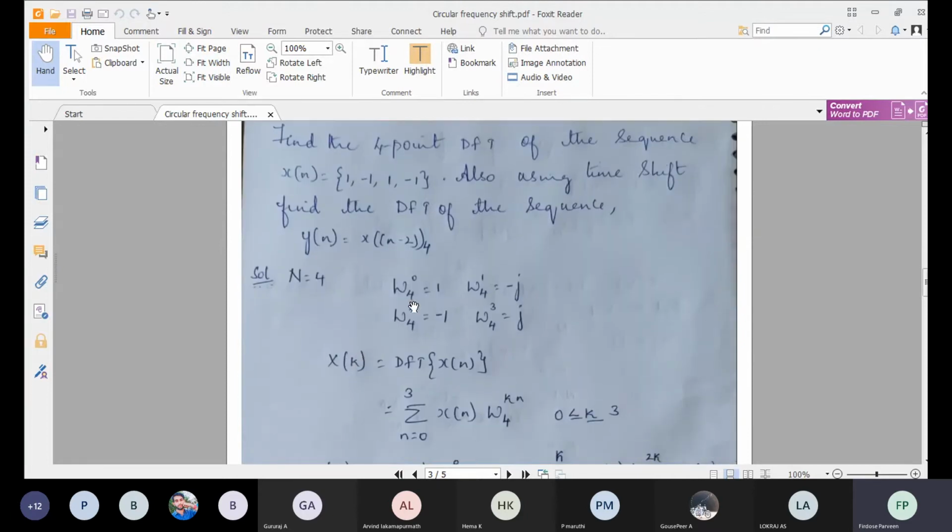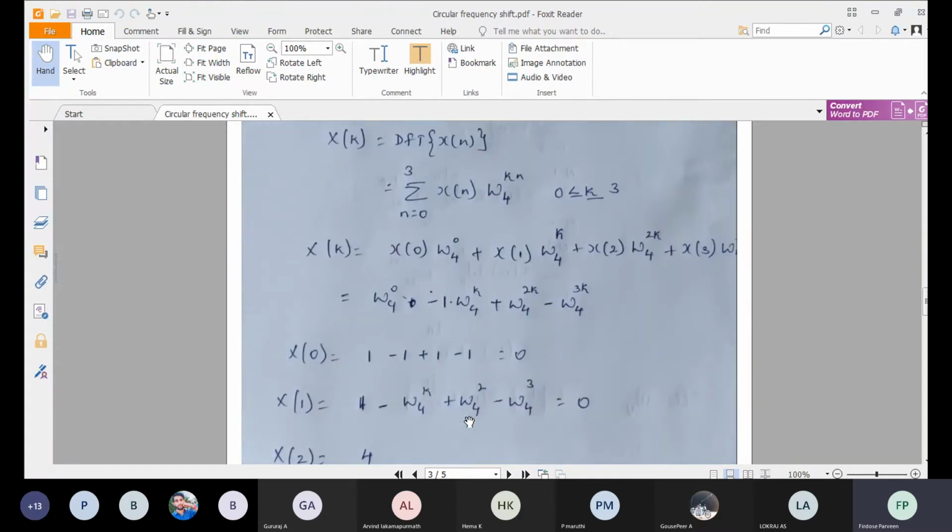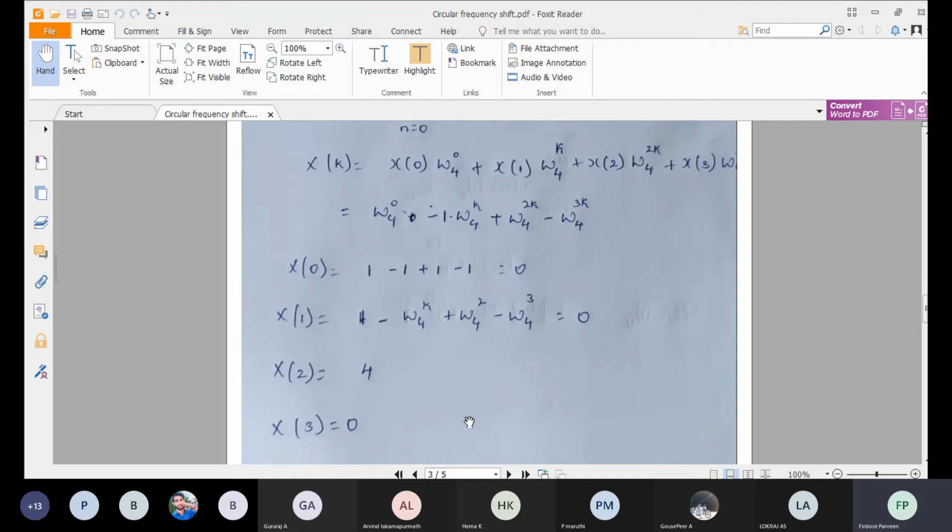For n is equal to 4, you will be finding W4 to the power of 0, W4 to the power of 1, W4 to the power of 2, W4 to the power of 3. They have told, find the 4-point DFT of the sequence. So let us find out the DFT of the sequence. X of k is equal to DFT of x of n. After finding it out, you will have the sequence as done previously.